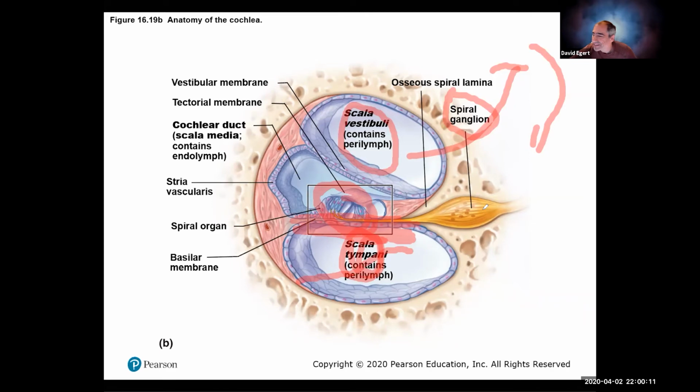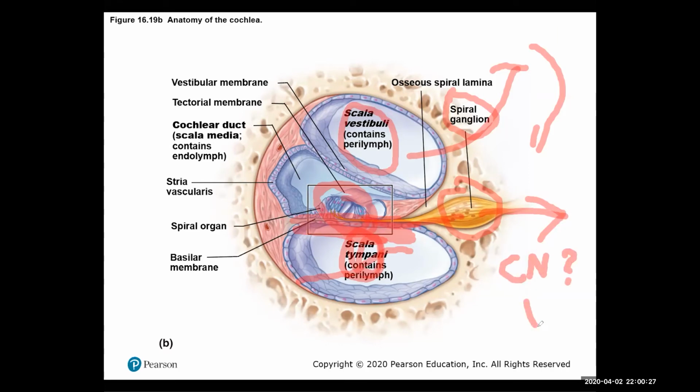Cell body in the PNS. Exactly. These are actually the cell bodies of cells. I think they're bipolar cells that actually connect to the hair cells and go on to create cranial nerve number 8. Exactly, the 8th nerve.